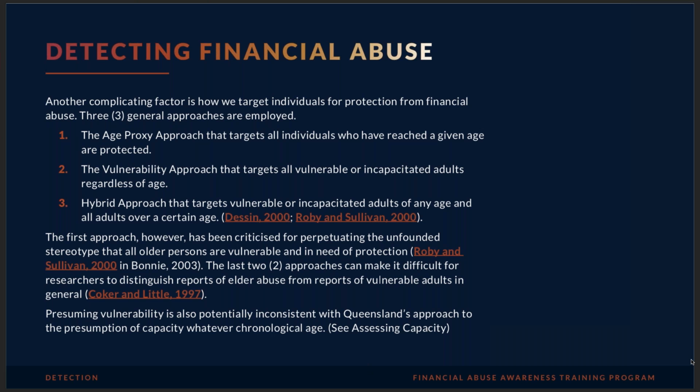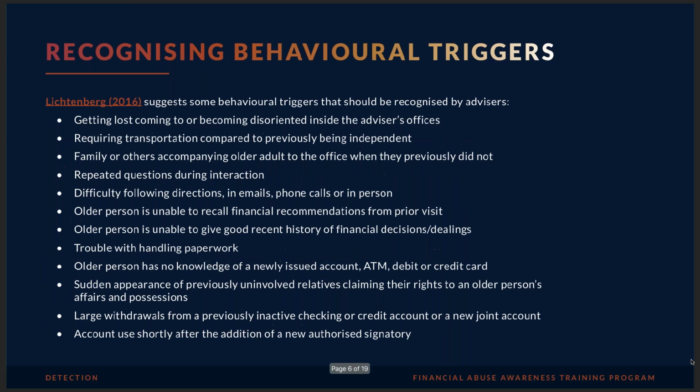Another complicating factor is how we target individuals. Many systems exist and they include an age proxy approach, a vulnerability approach, and a hybrid approach. So far in Queensland, no particular approach has been taken. There are no particular laws that outline detecting or responding to financial abuse. It's also important to note that presuming vulnerability might well be inconsistent with our approach to presumption of capacity, whatever someone's chronological age. So we just don't presume that someone is at risk because of their age.